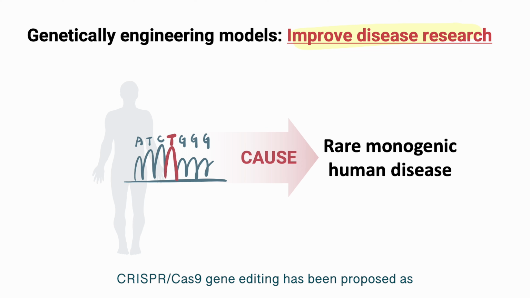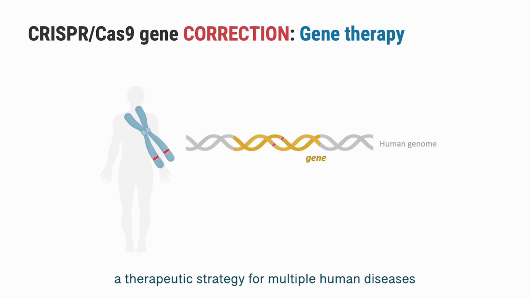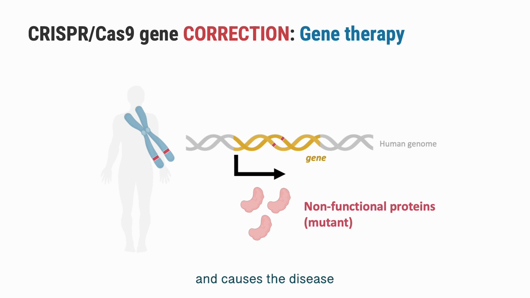CRISPR-Cas9 gene editing has been proposed as a therapeutic strategy for multiple human diseases, especially those with genetic causes. CRISPR gene editing makes the dream of curing rare inherited diseases come true. Monogenic diseases are the first targets for genome editing therapies, simply because editing one gene is easier than editing many genes. A single mutation produces a non-functional protein and causes the disease.